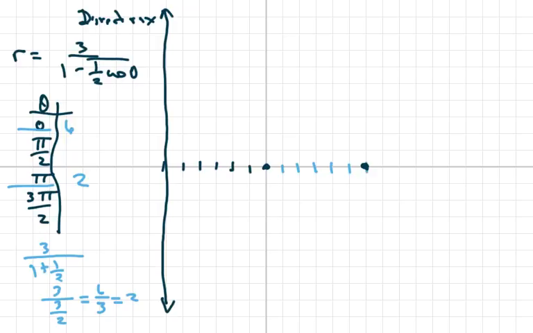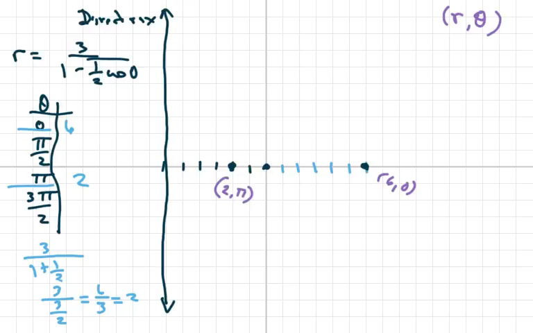So at pi, I'm going over 2. So 1, 2. So basically this point is actually 6, 0. Remember, we're writing it in polar coordinate form. And then this one is going to be 2, pi.